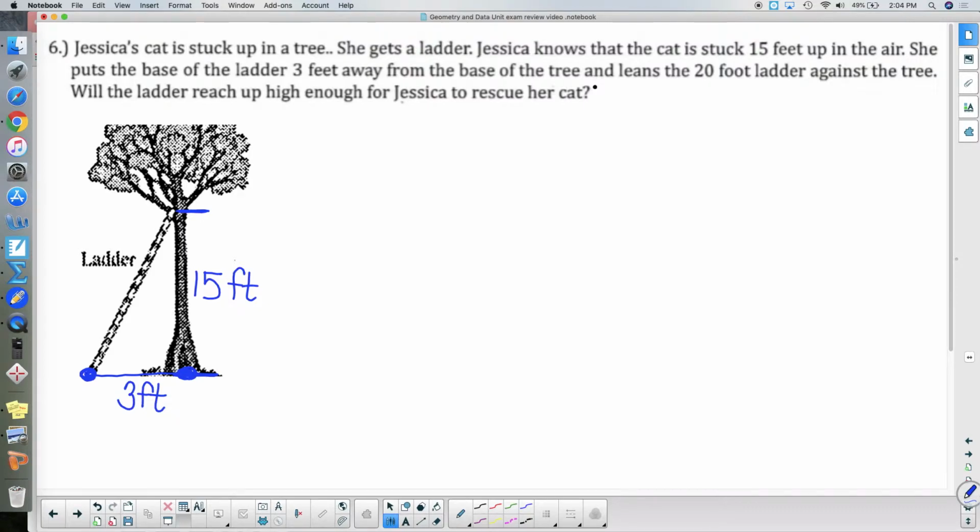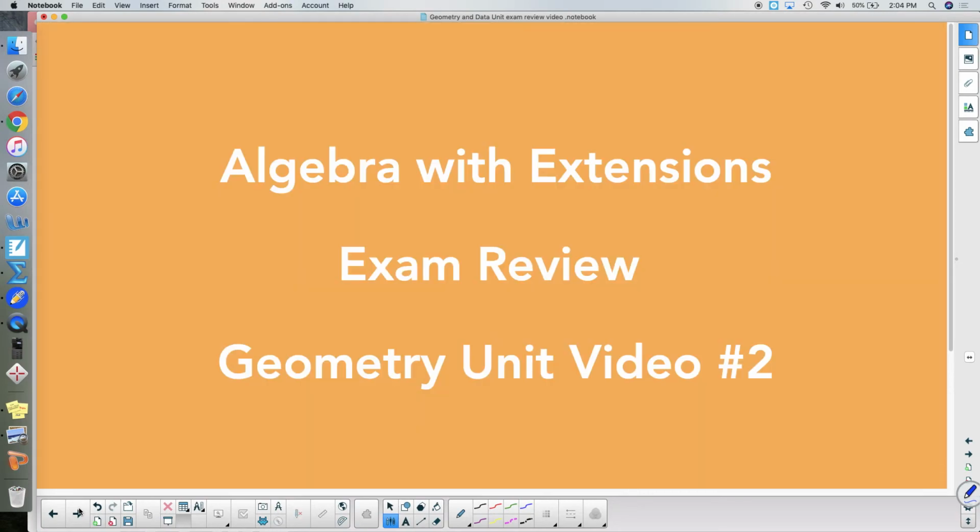So what I'm going to do is not use the ladder as 20 feet. I'm going to solve it with the 3 squared and the 15 squared and see if it can reach. If the ladder needs to be longer than 20 feet, then my ladder can't reach. If the ladder would need to be shorter than 20 feet, then yes, the ladder will reach. So it's a judgment after you calculate. And then you can come back for part 2.